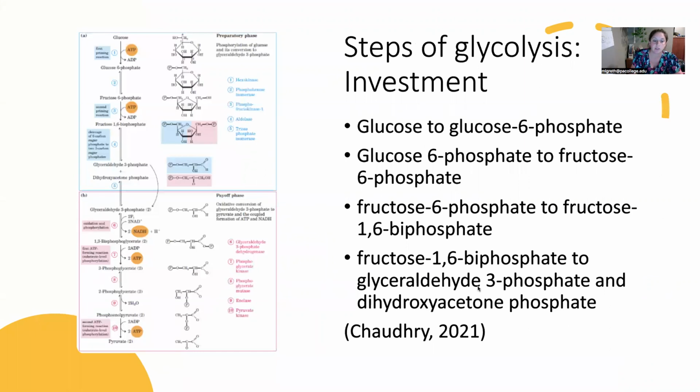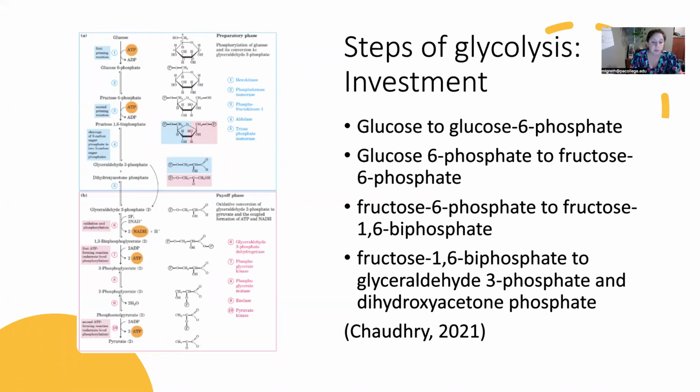All right, so the steps of glycolysis broken down. The first step is the conversion of glucose to glucose 6-phosphate by the enzyme hexokinase or glucokinase in the liver and the pancreas. This does use an ATP and a phosphate group to do this first step. Second is glucose 6-phosphate, which is converted to fructose 6-phosphate, an isomer, and it's converted by phosphohexose isomerase.